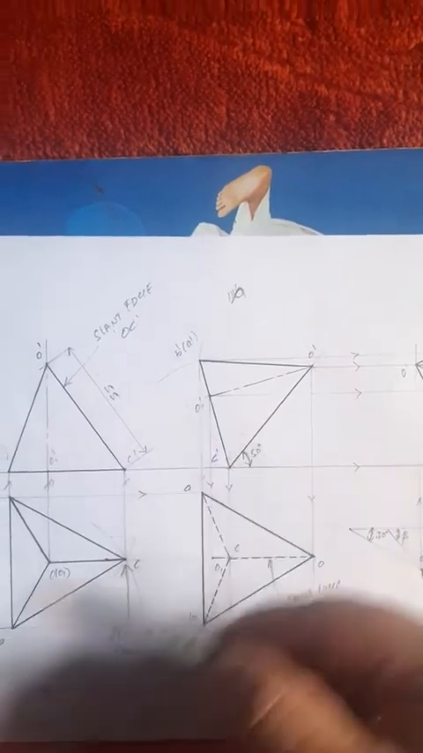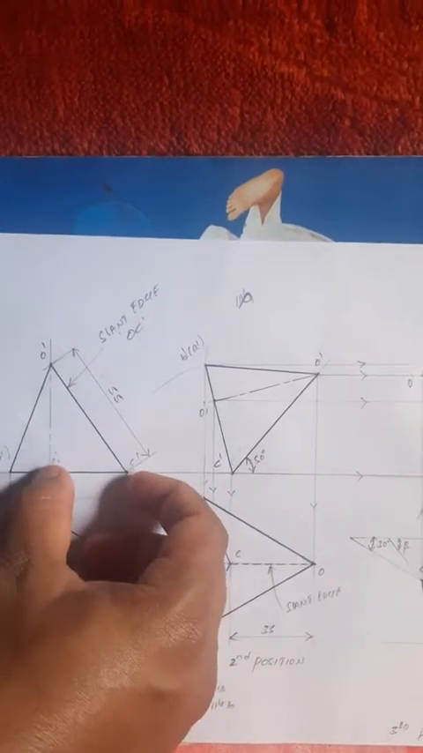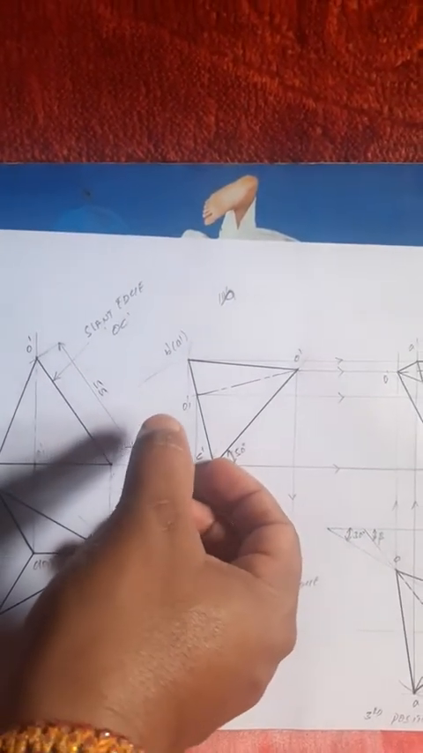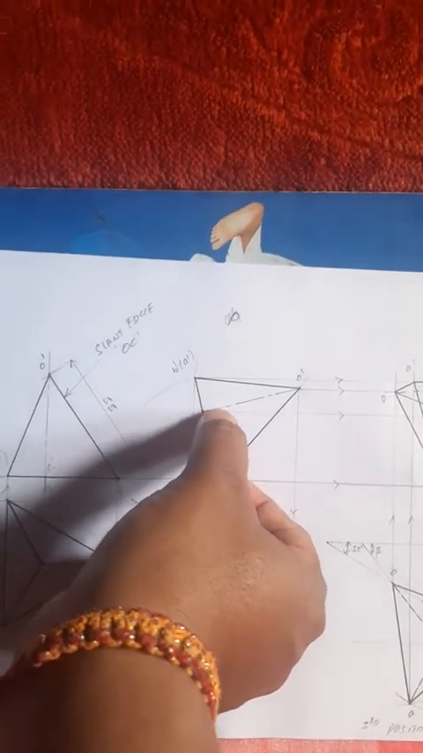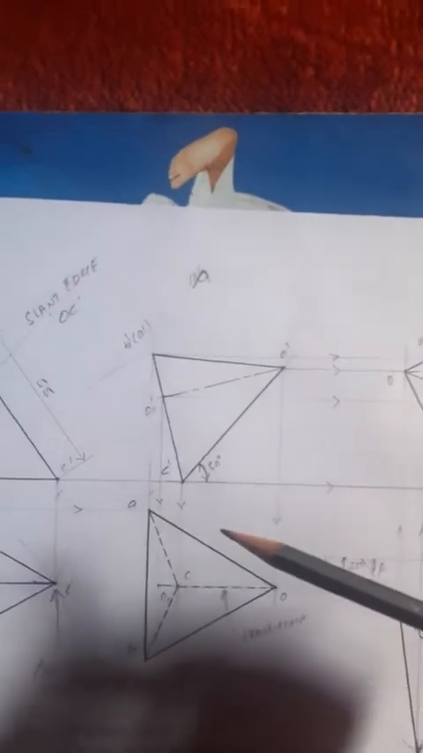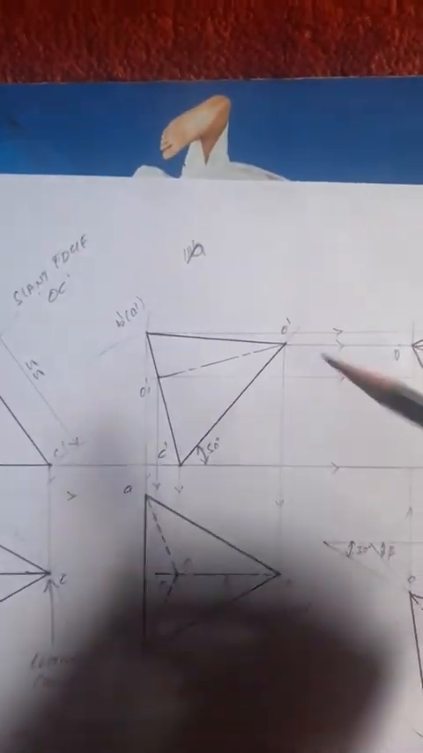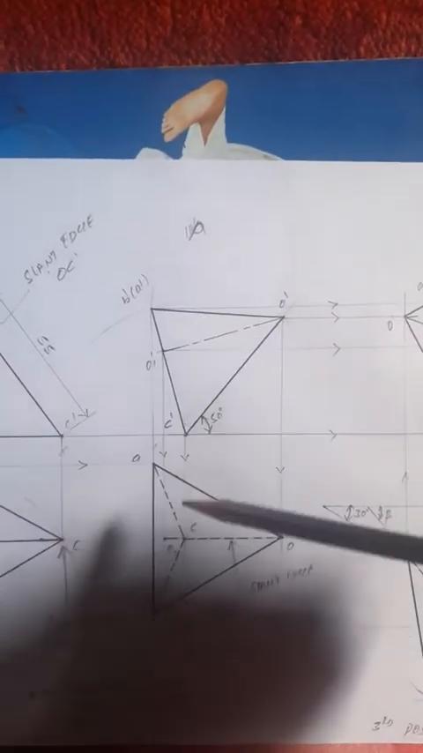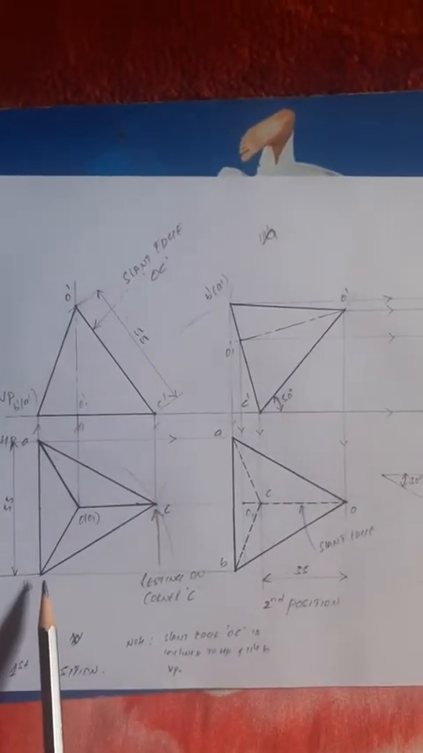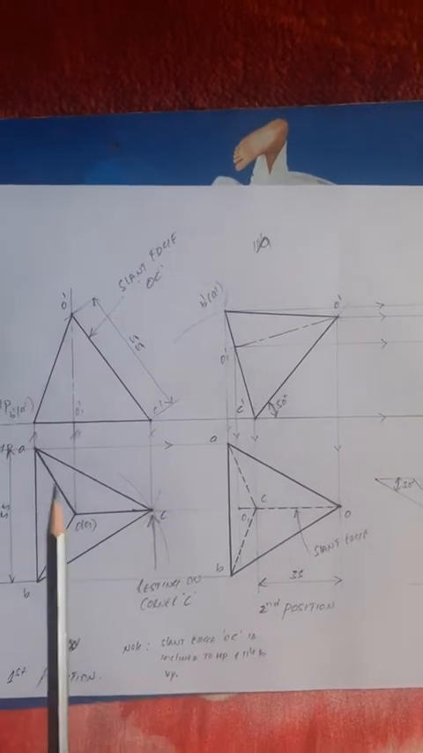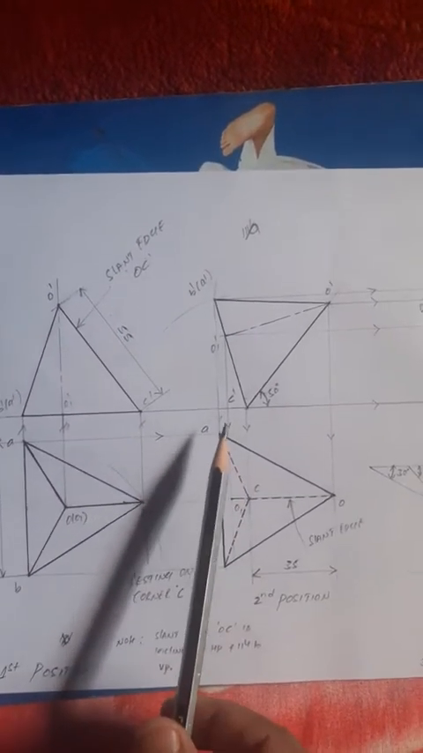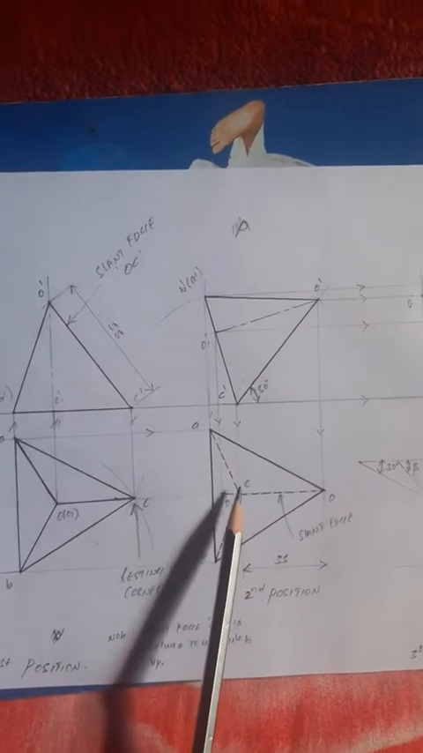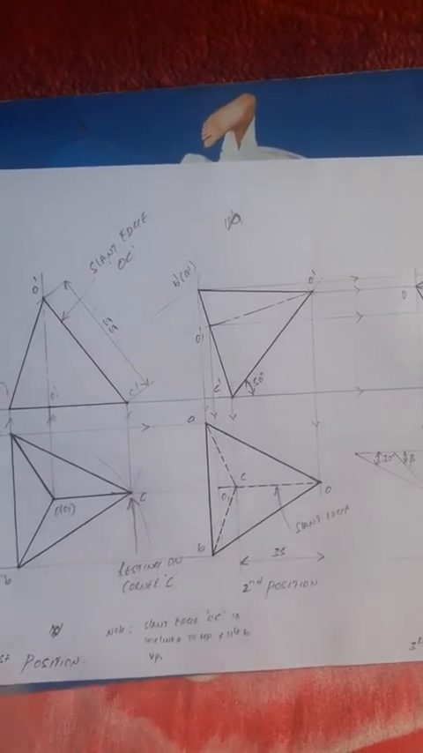Then how to get O1 dash? Measure this C dash, O1 dash is the radius through the compass. Take center C dash, and O1 dash is the drawing arc that touches the C dash, B dash line. Then draw the vertical projectors from all the corners of the base and the apex of the tetrahedron. Then horizontal projector from the first position top view. The intersection point will get A, B, C, O1 and O.